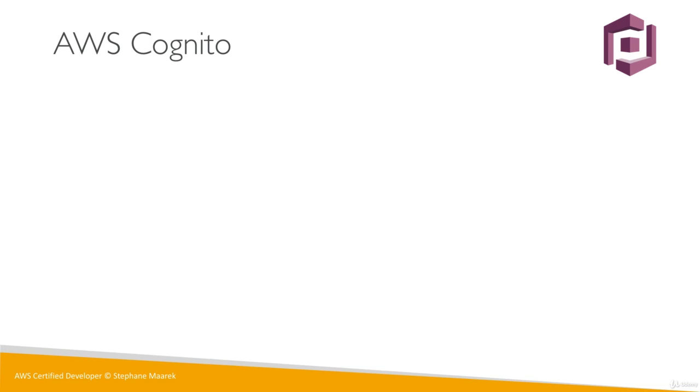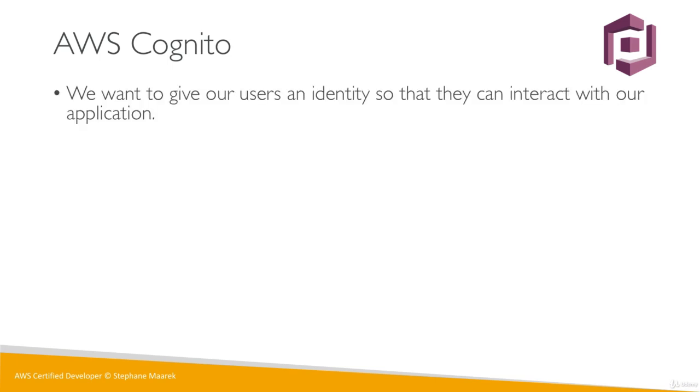So let's get into what I call the most confusing AWS service out there. And hang on with me, I'm trying to make it easy for you. Cognito is used when we want to give our users an identity so they can interact with our servers and our application. Pretty simple, right? Except Cognito has different products.